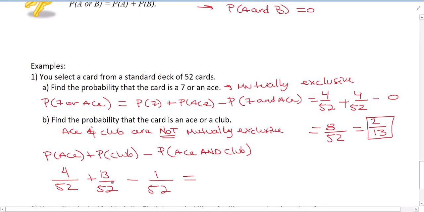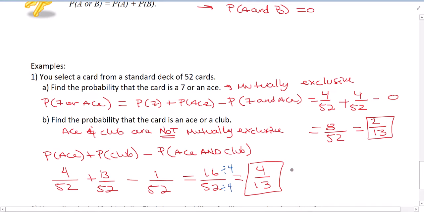And so add those up. They already have the same denominator. So 4 plus 13 was 17, minus 1, so I'll have 16 out of 52. But make sure that you reduce that. So when I reduce it, I know 4 goes into both of them already. So 16 divided by 4 is 4, and 52 divided by 4 is 13. So I'm going to have 4 out of 13. So that is my reduced probability as a fraction.